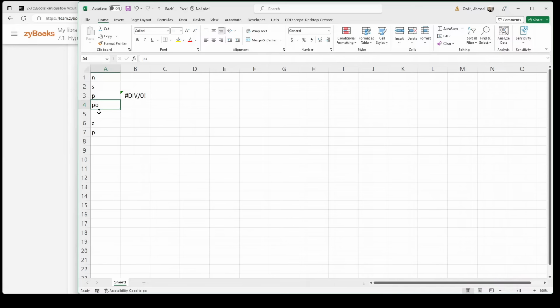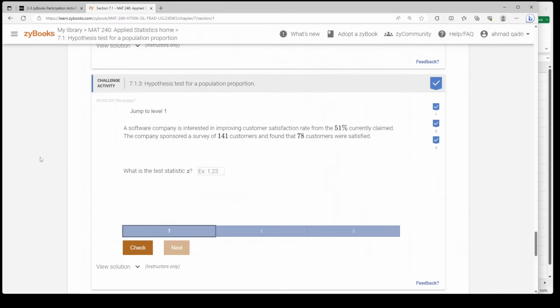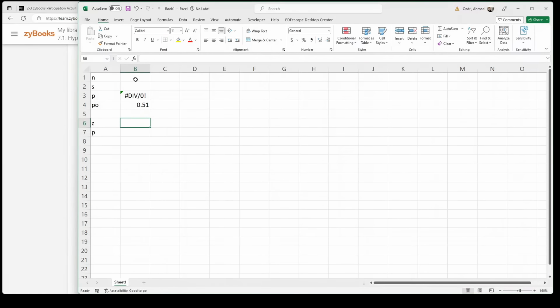This p0 is the proportion under the null hypothesis. That is provided in the question here as 51%, so I can just type 0.51. And we will then calculate z here. First we need to find the sample proportion. So 78 out of 141. So 141 here and 78. The sample proportion is 0.55.